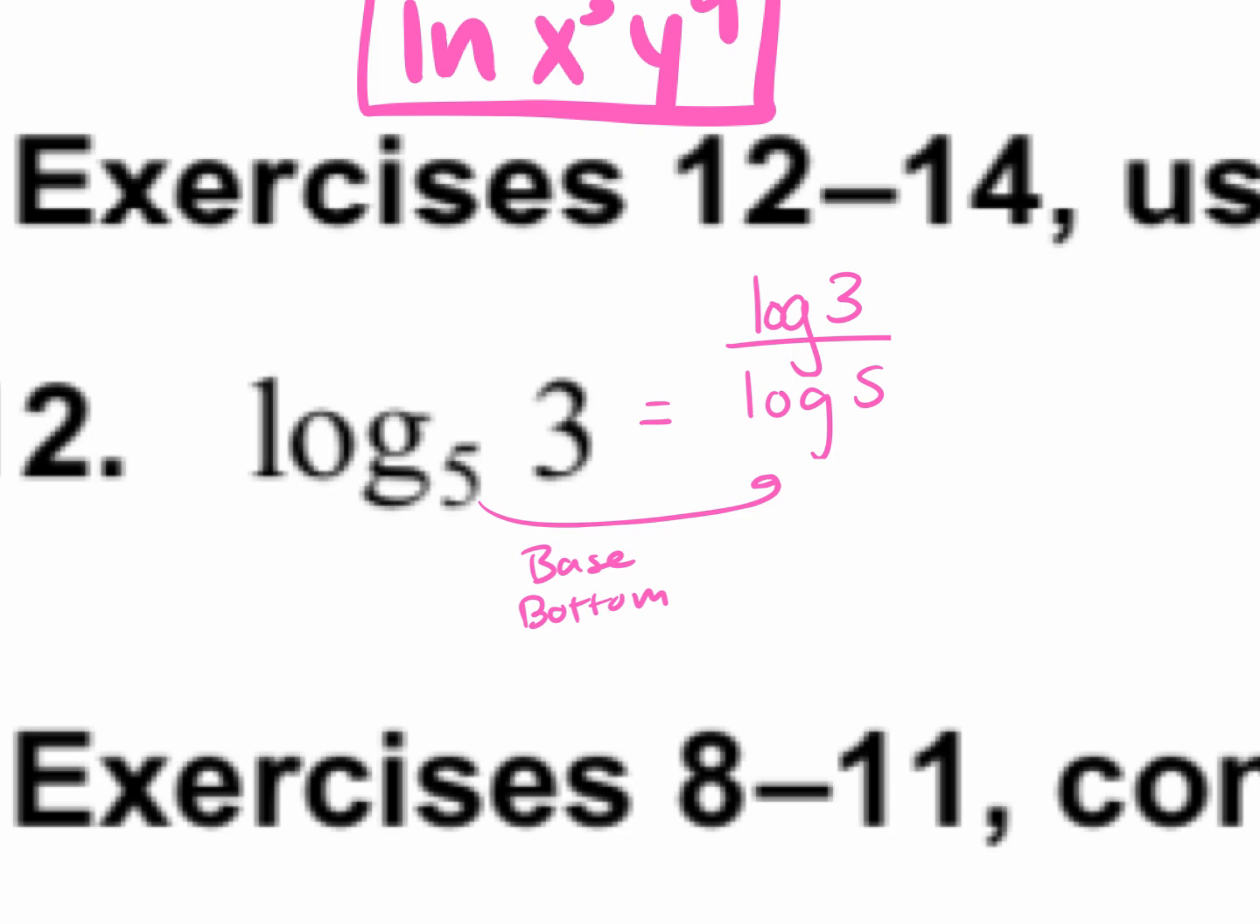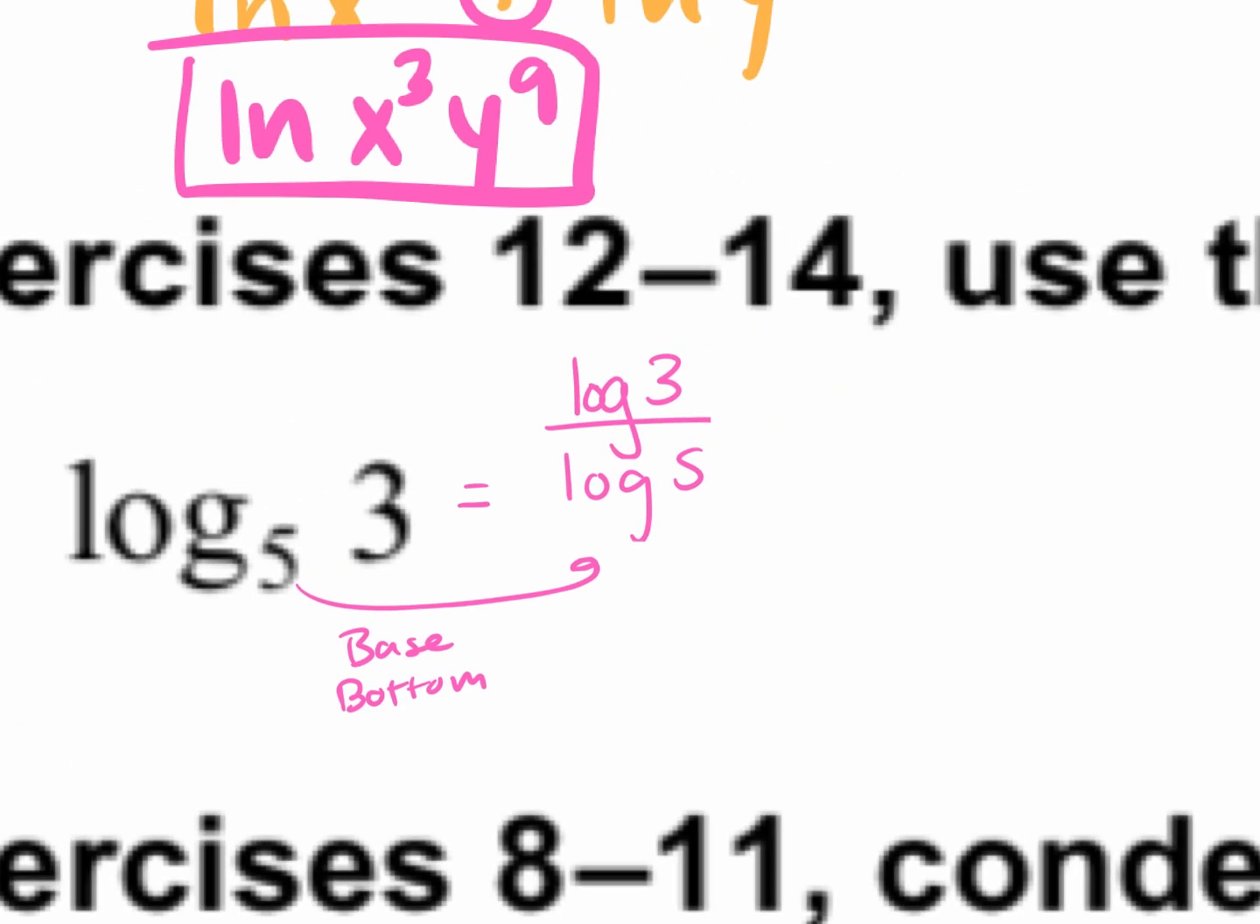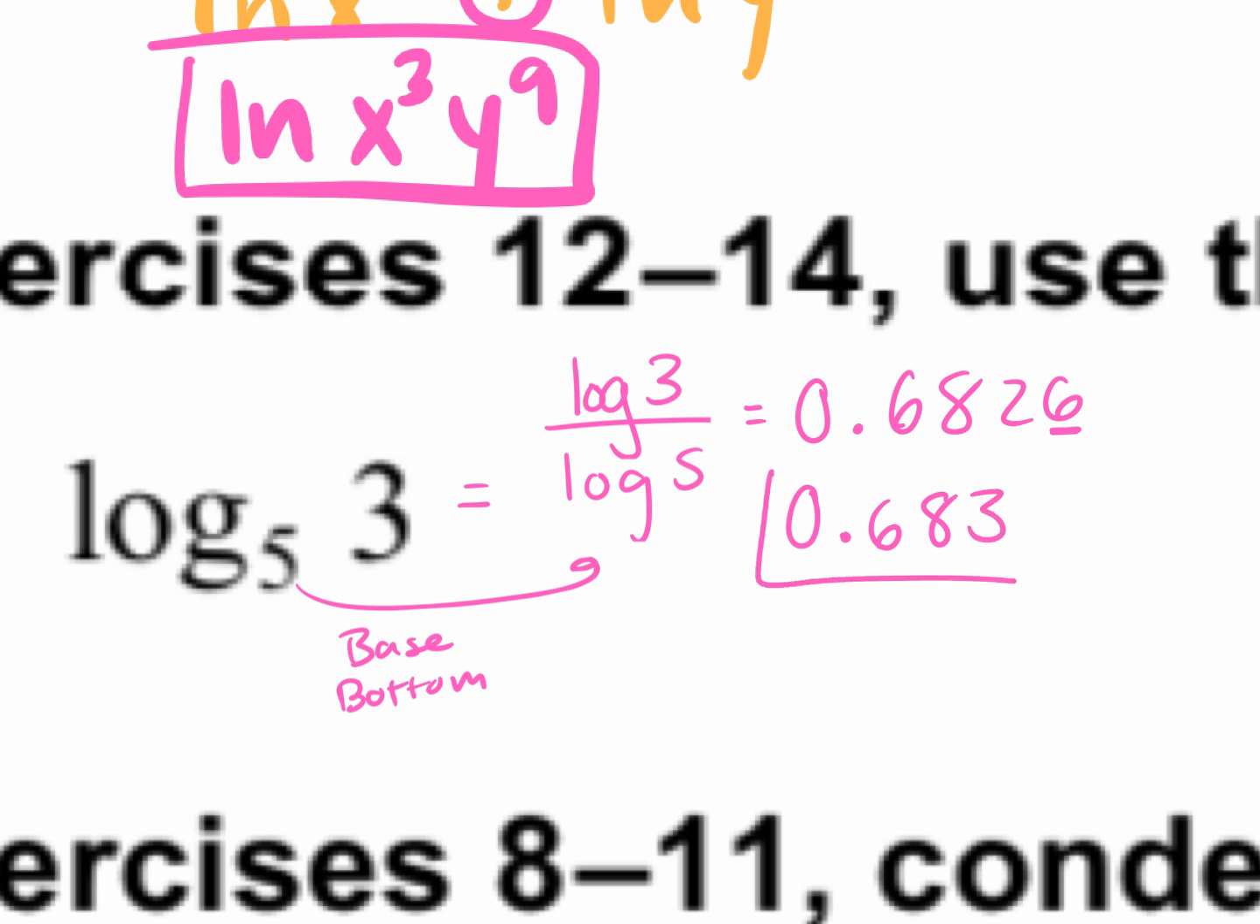So in my calculator, I'm going to do log of 3 divided by log of 5. Make sure you know how to use your own calculator. Every calculator is a little bit different, so you may put it in differently. So you should get 0.6826, but if we're rounding to 3 decimals, does the 6 mean that I round up or keep it the same? Round up, so 0.683.